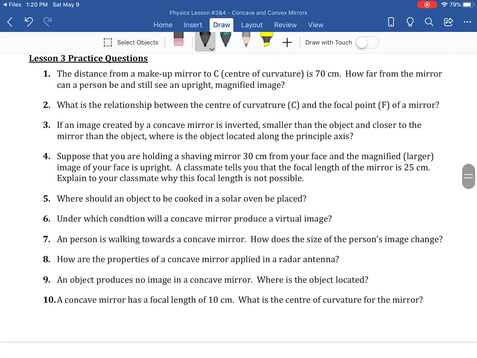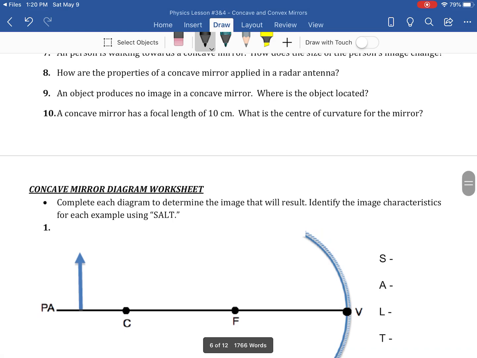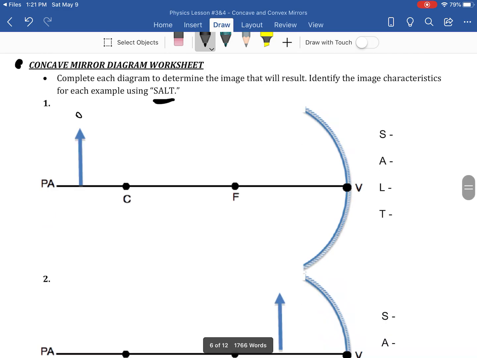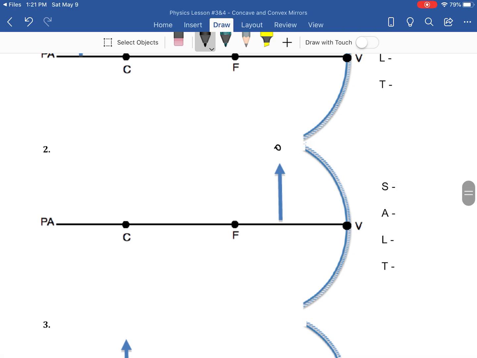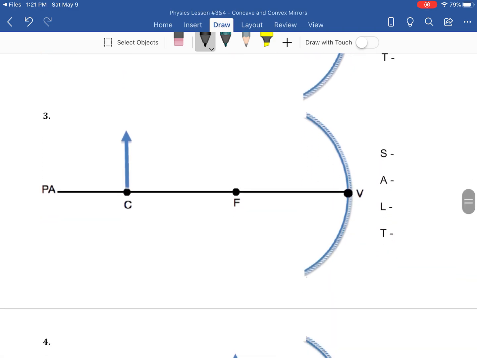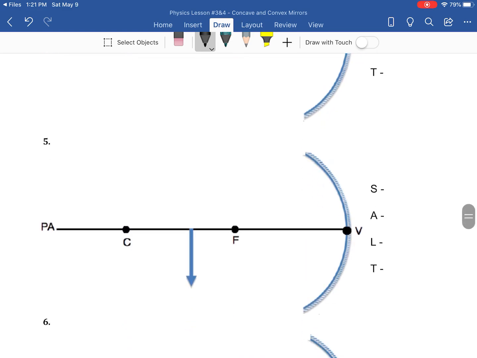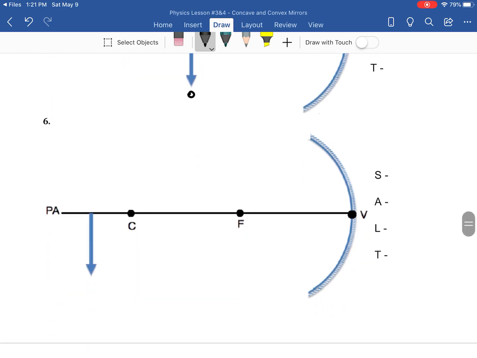Here are some practice questions that you can answer about concave converging mirrors. You can answer those, they're beneficial to you. And then here is a concave mirror diagram worksheet to help you come up with the SALT characteristics for each of the image. So here would be an object that is beyond C, what are the characteristics? An object that is between the focal point and the vertex, an object that is at C, an object that is at the focal point, remember that's the special one, and then, this one is upside down, this one already, so what would it be? That's a tricky one, try to do that one.